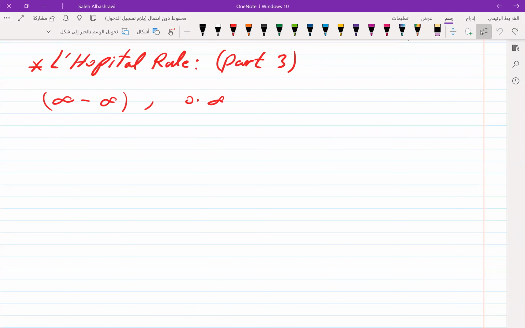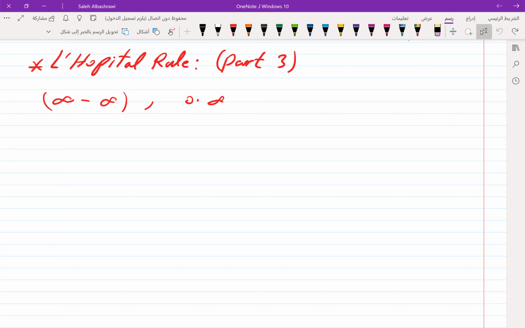Bismillah ar-Rahman ar-Rahim. Come back to this topic, L'Hôpital's Rule part 3. In the last two parts, we spoke about the indeterminate form 0 over 0 and infinity over infinity. In this part, we are going to speak about infinity minus infinity and 0 multiplied by infinity.